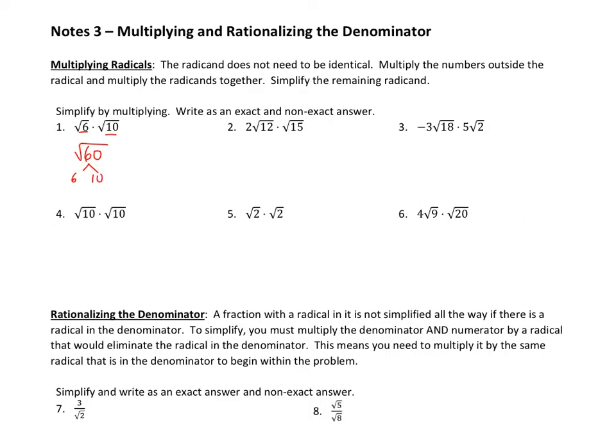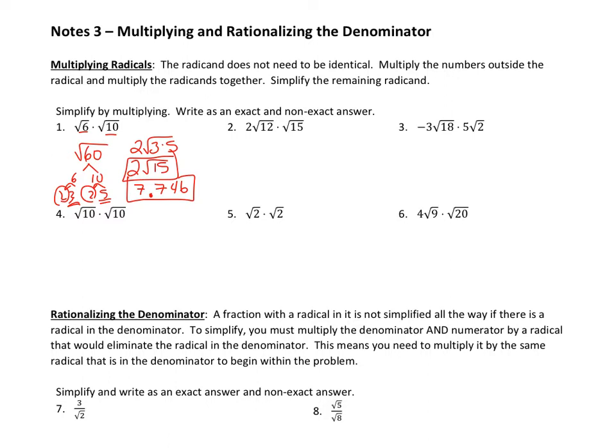So 6 gives us a 2 and a 3, and 10 gives us a 2 and a 5. I've got a pair of 2's that will go on the outside, and inside is my 3 and my 5 that I need to multiply back together. So this will give me 2 square root 15. We still are going to go through writing the exact and non-exact answer. The non-exact answer would be 7.746. That will help you when you get into simplifying and just checking to see if you did that correctly.